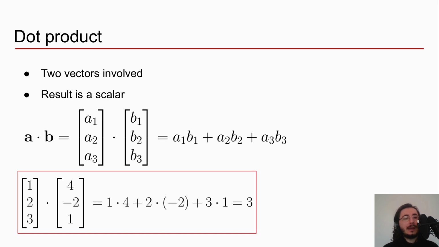So now let's take a look at an example here. We want to perform the dot product between two vectors, 1, 2, 3, and 4, minus 2, 1.